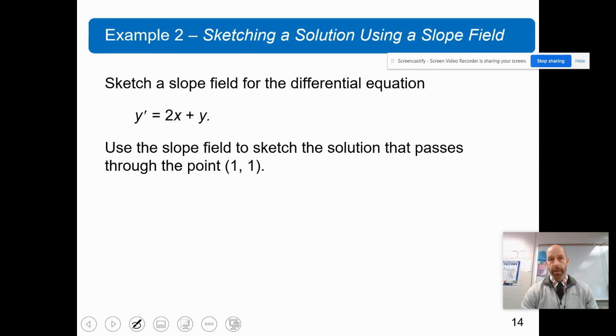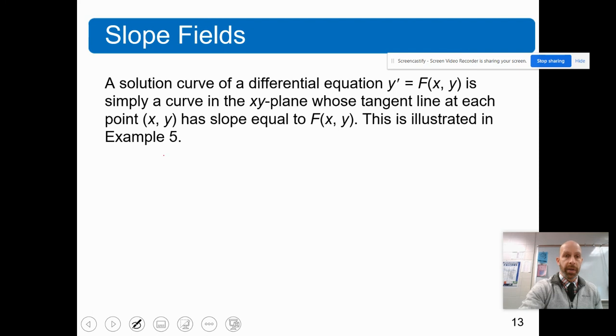So let's look at the following example. That should have said example 2, so I need to fix that. I'm sorry, this should be example 2.